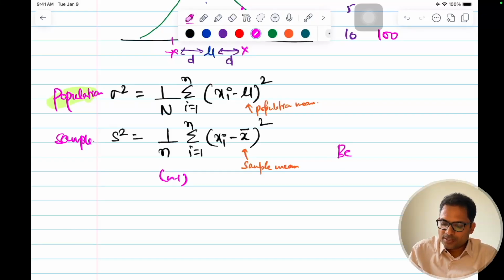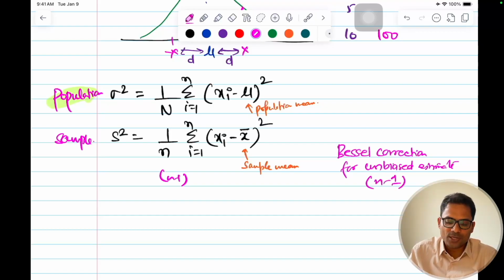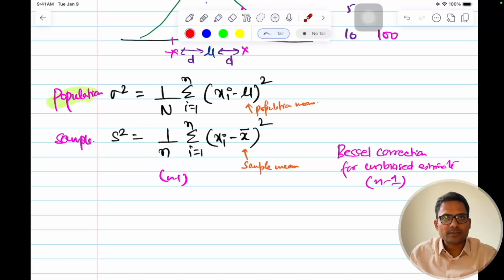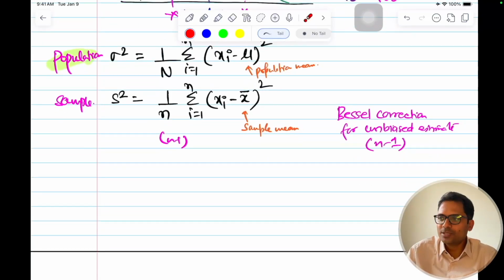I'll write it: Bessel correction for unbiased estimate. Instead of n, we have n minus 1 in the denominator. That makes it unbiased. Okay. I hope this is clear.